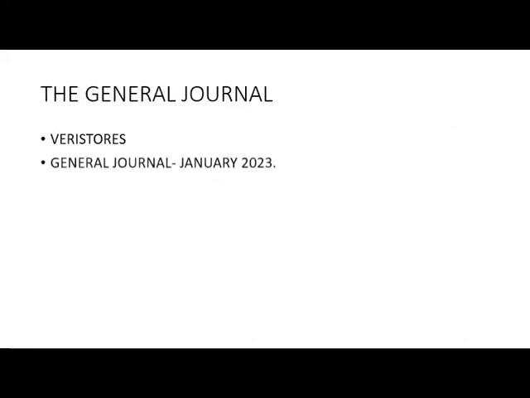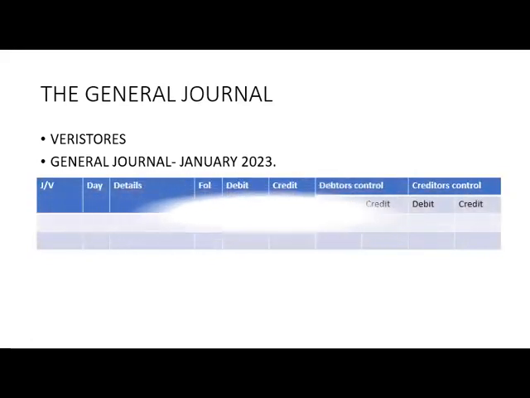Now, a general journal will look like this. So you'll have GJ as the source document. You'll have a column for day. You'll have a column for details. Under details, you record the account debited as well as the account credited. And then you'll have a folio, which is the general ledger number of the account debited or credited. Then we have debit as well as credit. That's where we put the amount debited and the amount credited.